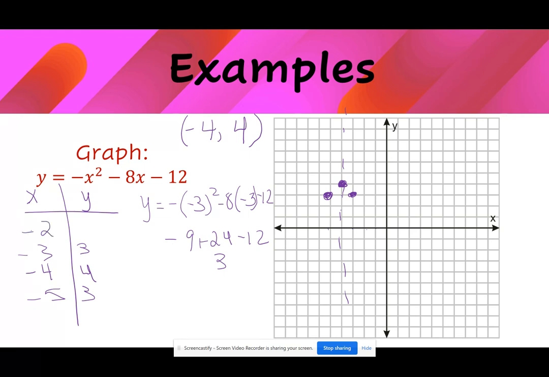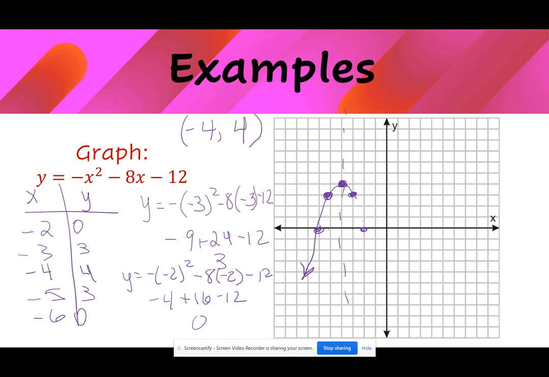Now we can do negative 2 or negative 6. So I'm going to choose negative 2. So we get positive 4 times a negative plus 16 minus 12. So negative 4 plus 16 gives us 12 minus 12 gives us 0. So both of these will be 0. So you go negative 2, 0, negative 6, 0.